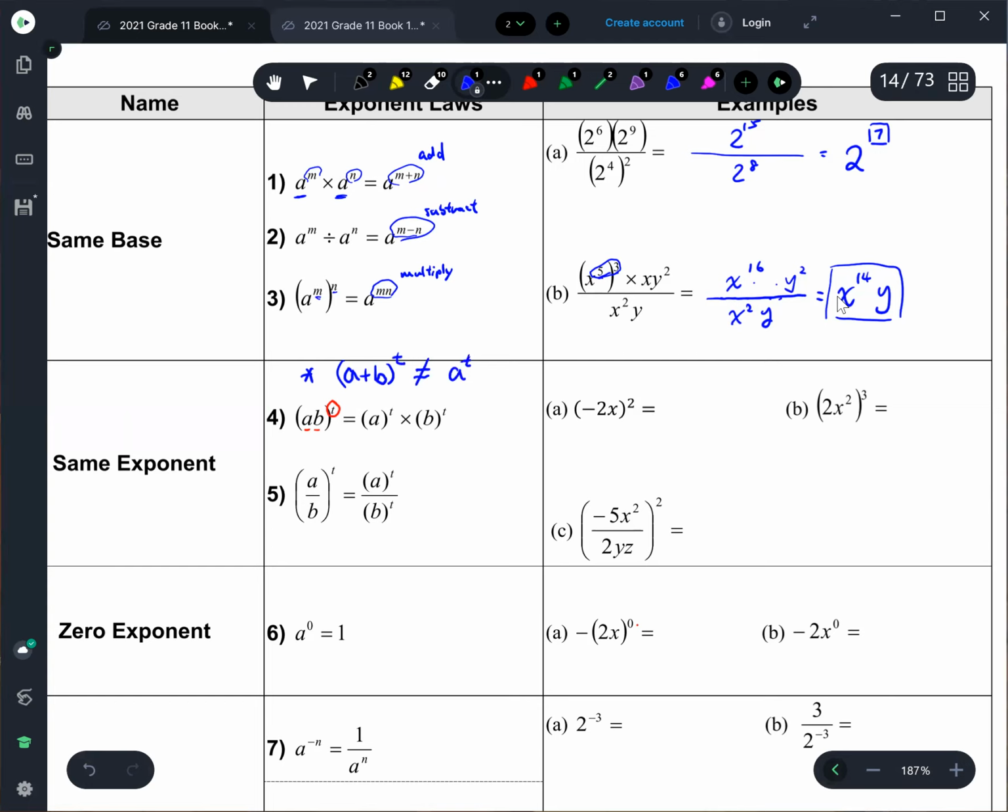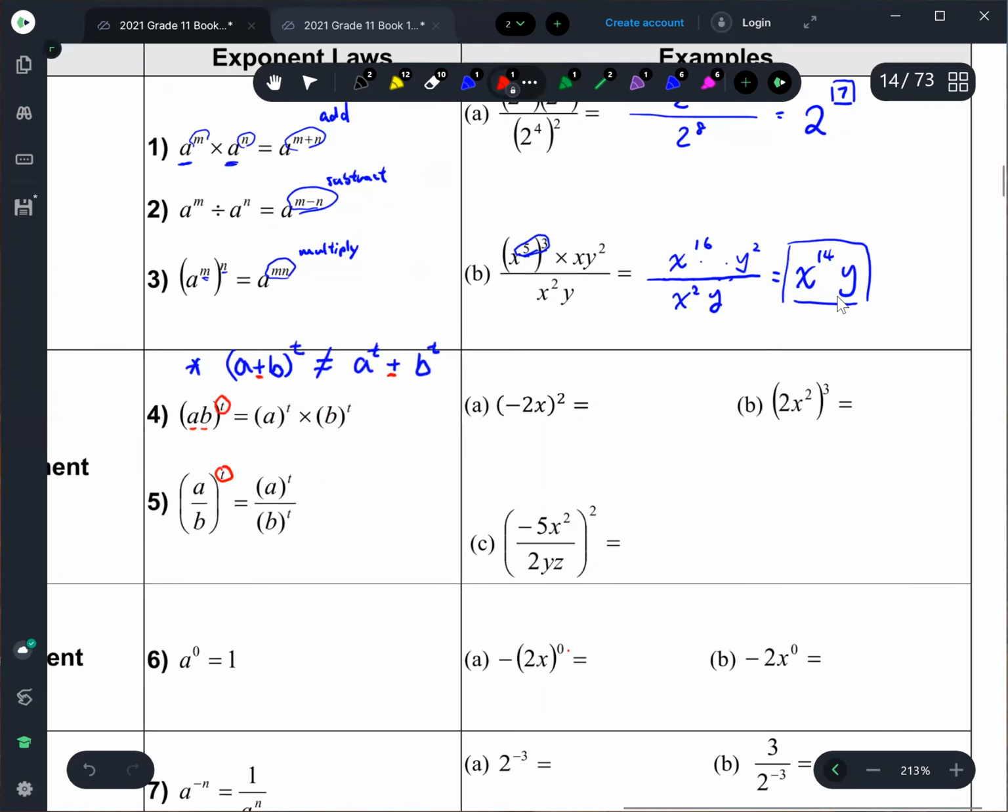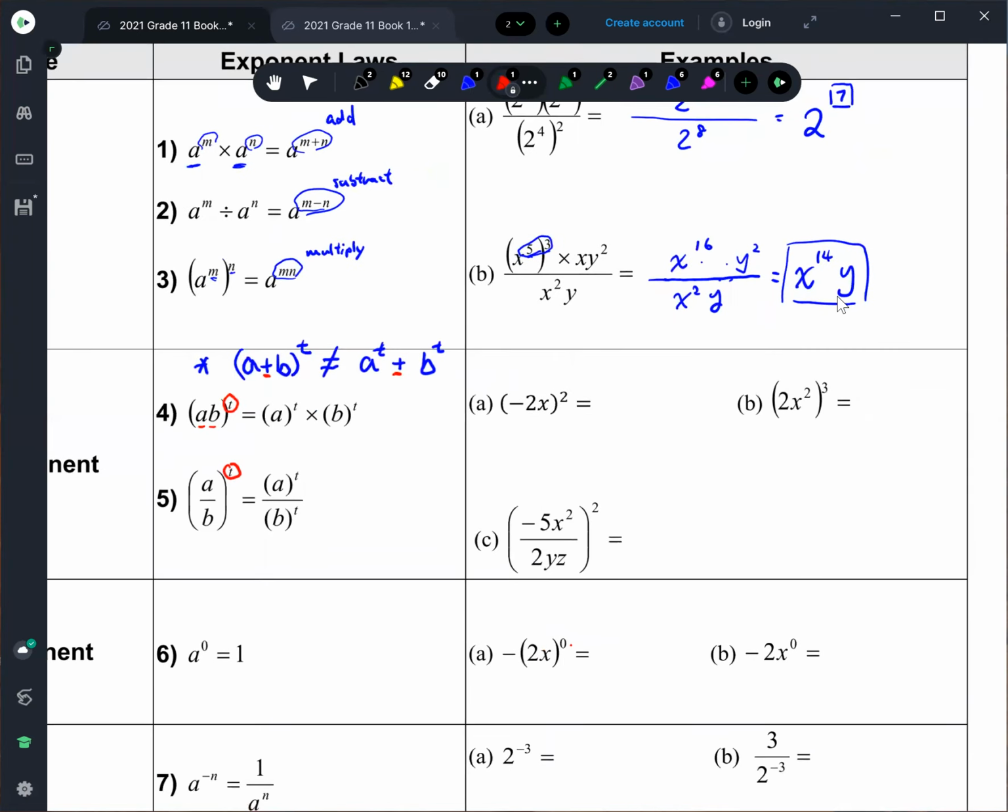(A plus B) to the T does not equal A to the T plus B to the T. It's only for multiplying or dividing. If it's subtracting, same thing, you cannot share. Make sure you make a note of that. If it's dividing on the inside, you could share the exponent to each one of them. A very common mistake, even in grade 12, I still see people doing that, because you see something outside the bracket, you tend to expand.